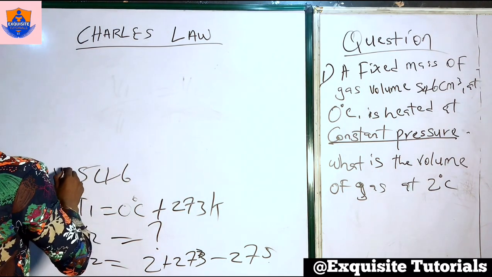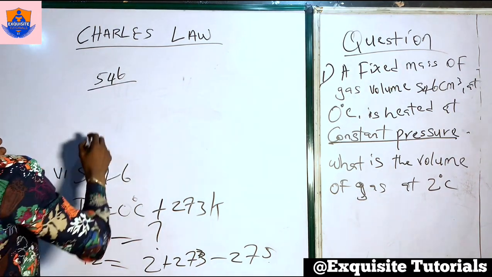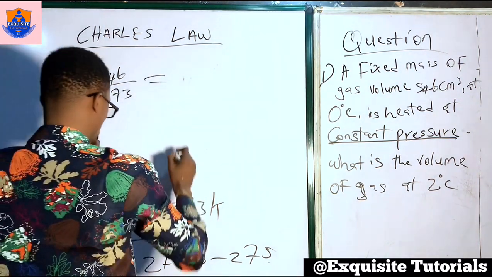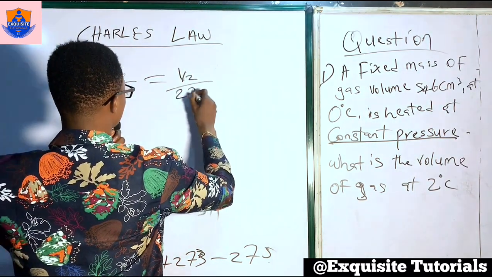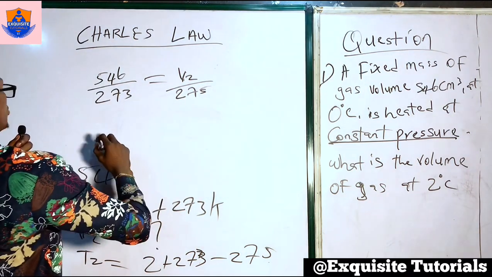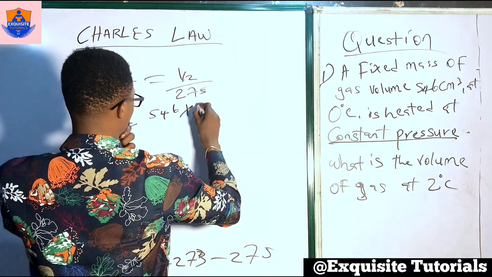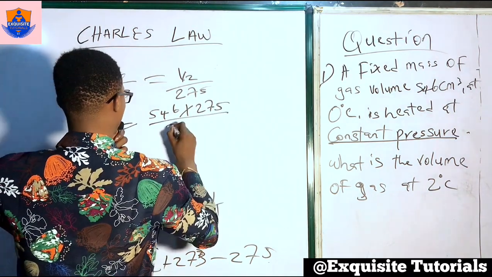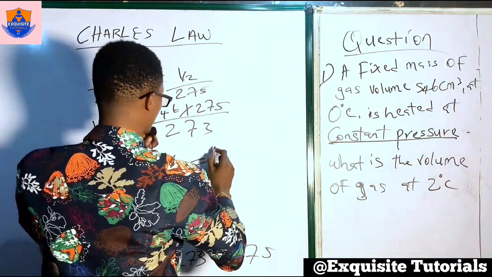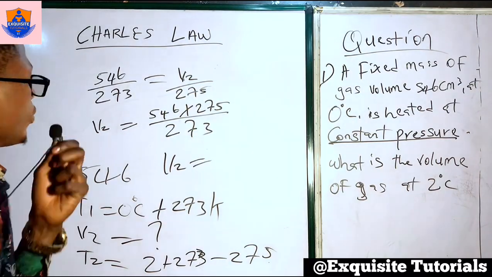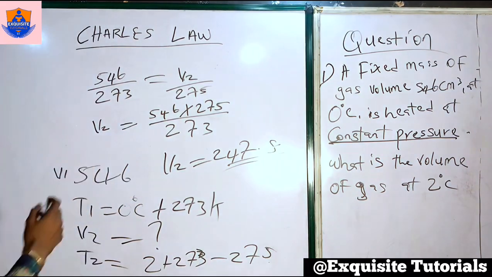Now let's solve. 546 over 273 is equal to V2 over 275. By the time you cross multiply, you will know that V2 is equal to 546 times 275 all over 273. So V2 is equal to 247.8. This is your V2.